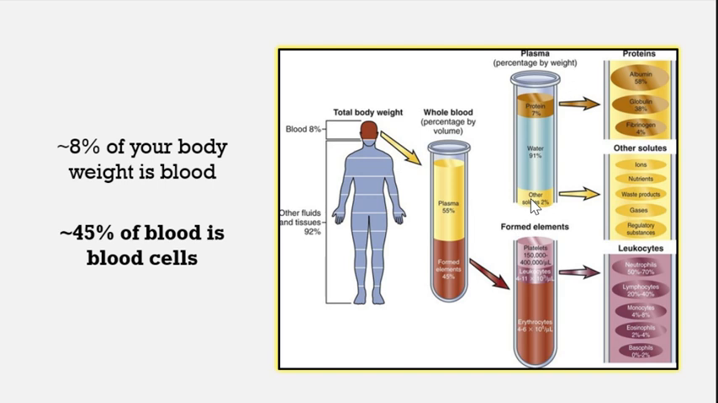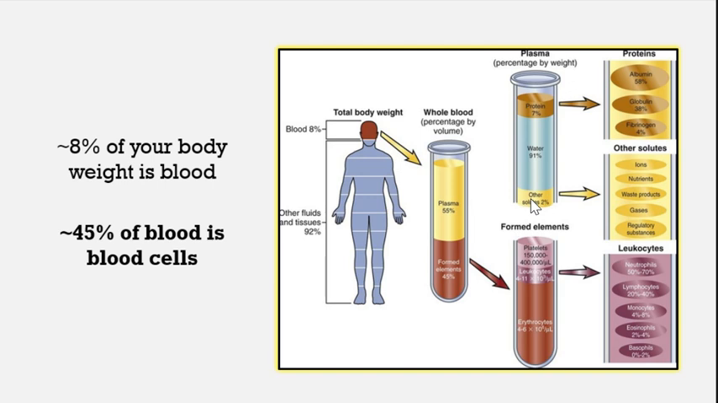Talking about your blood today, right? So 8% of your body weight is blood. The rest of it is mostly just cellular mass and the water within cells. But only about 45% of your blood, of the liquid part of your blood, is actually blood cells, which is white blood cells and red blood cells.